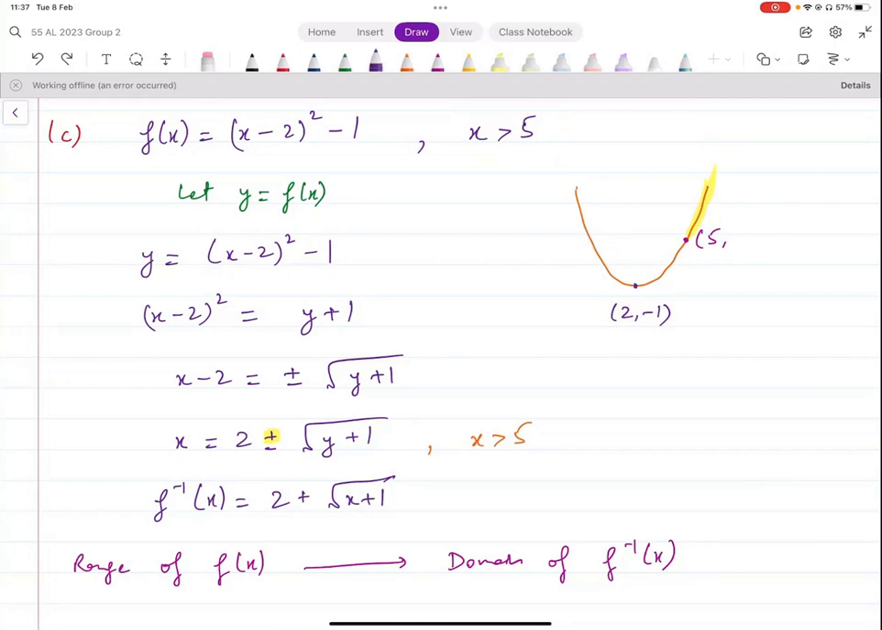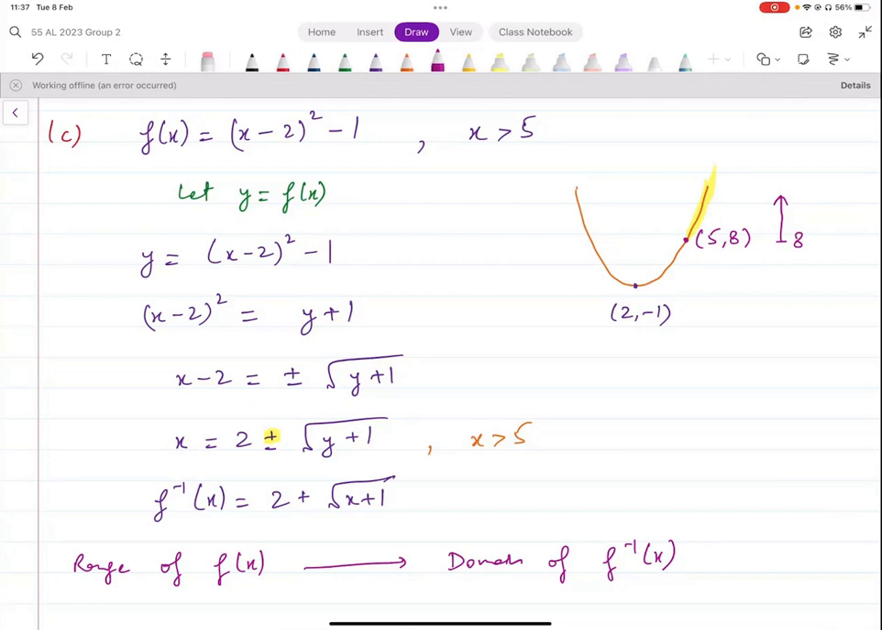So you have to find the value of the function when x equals 5. X की value 5 input करेंगे यहाँ पे. 5 minus 2 whole squared, that's 9. 9 minus 1 is 8. So this value that you get here is 8. So आपकी range क्या होगी? It's going to be everything that's equal to or greater than 8. ये आपकी range होगी इस function की.